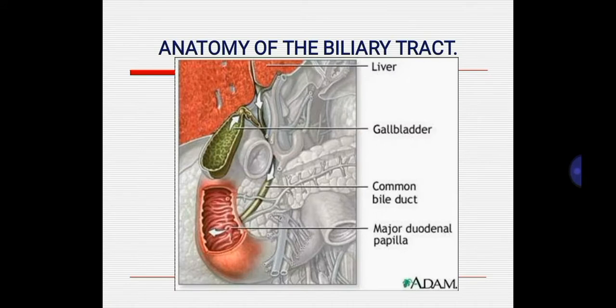Then comes the anatomy of the biliary tract. Here the brown color is the liver, you can see here, and the green color is the gallbladder. Here comes the common bile duct. Then the major duodenal papilla, where the bile duct opens into the duodenum.